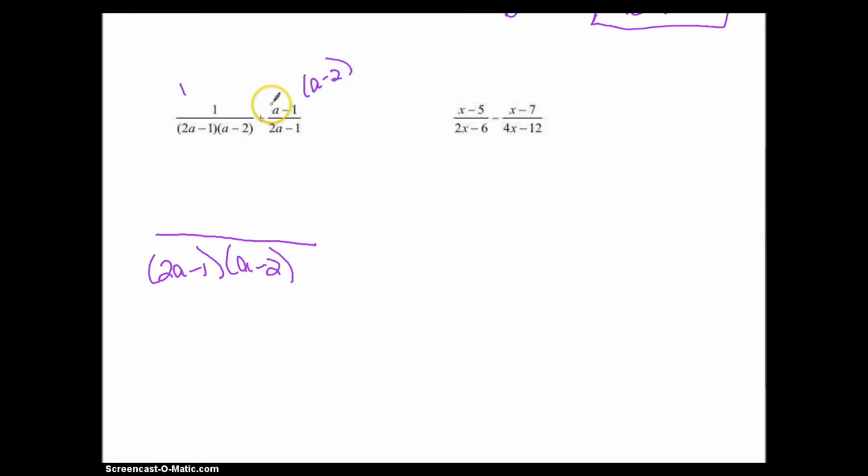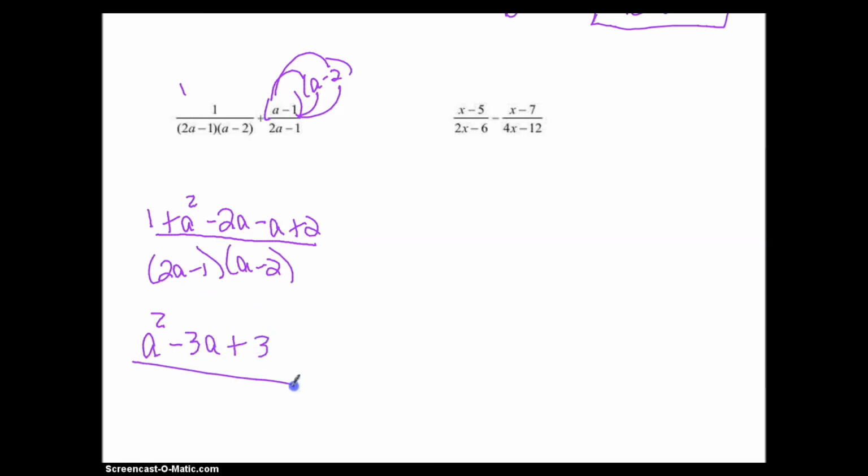Got to think of it as having parentheses around it, and you may as well put them around the numerator here as well. 1 times 1 is 1, plus, you're going to have to distribute a times a, negative 2 times a, negative 1 times a, negative 1 times negative 2. So you get a squared minus 2a minus a plus 2. So that becomes a squared minus 2a and minus a is minus 3a plus 1 plus 2 is 3, all over 2a minus 1, a minus 2.